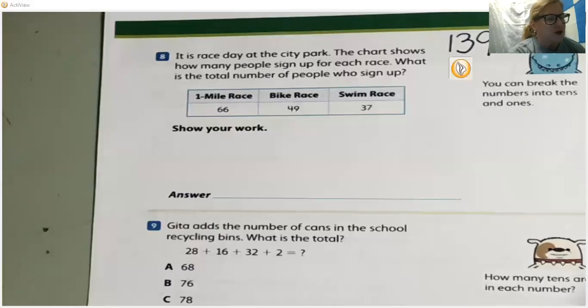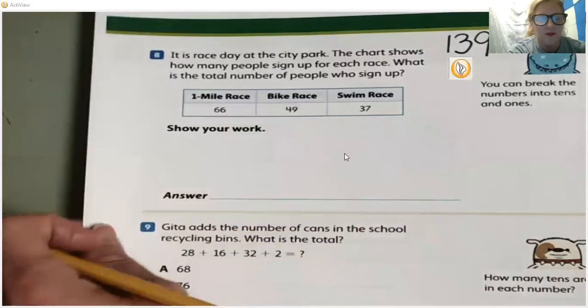Guys, it's Mrs. Sharp again, and we are going to finish up with lesson 15 in Ready Math. So we are on page 139 now. So I'm going to share my screen. There we go. Okay, 139.